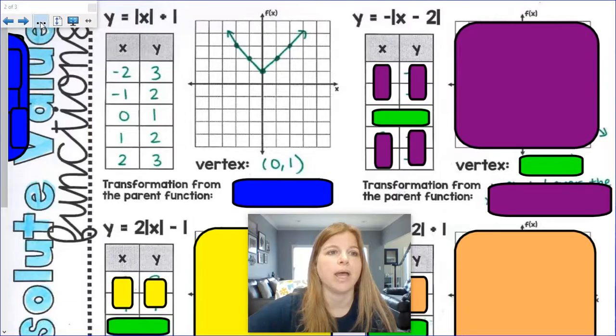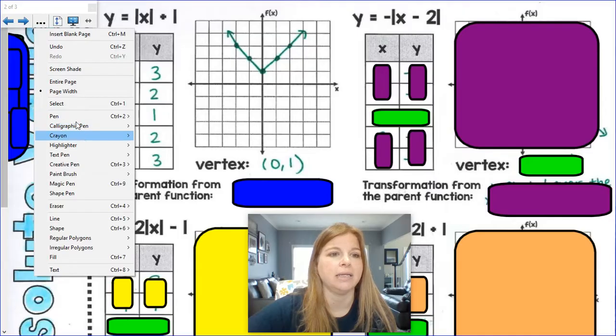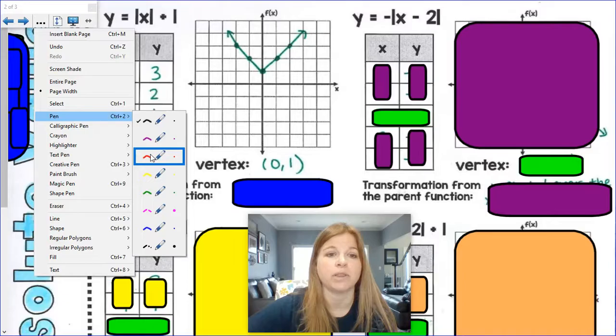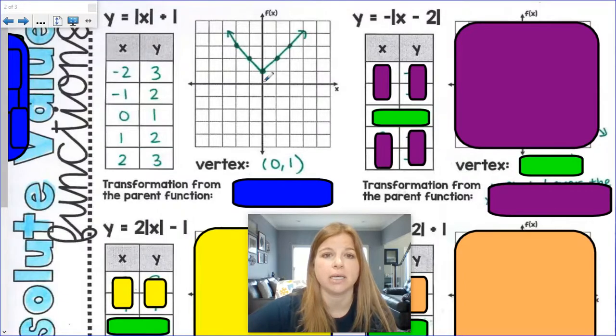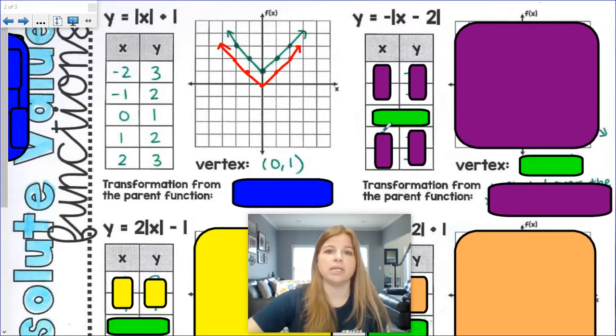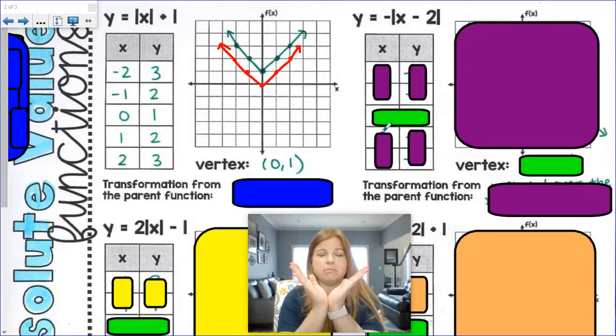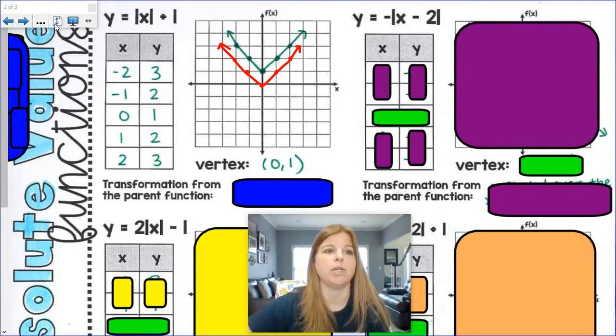So I'm going to go ahead here and I'm going to add in the graph of what the parent function actually looked like. Parent function was at 0, 0, 1, 1, 2, 2, -1, 1, -2, 2. What do you notice is the transformation from my parent function, the original graph, to the new graph? Its shape is the same. It didn't move left or right. It only literally moved up 1 unit.